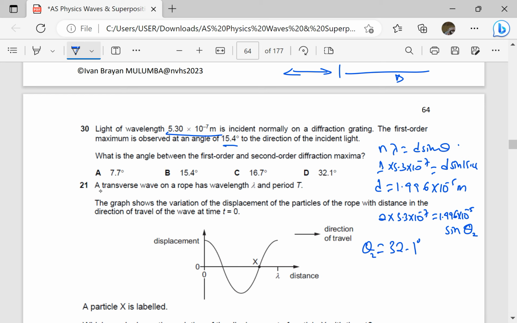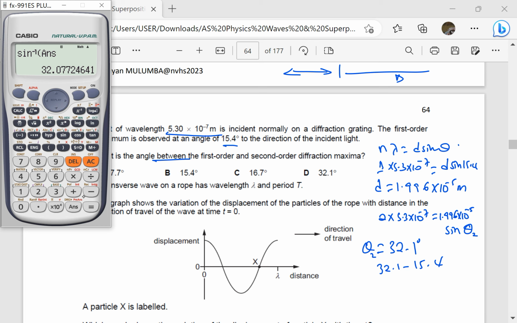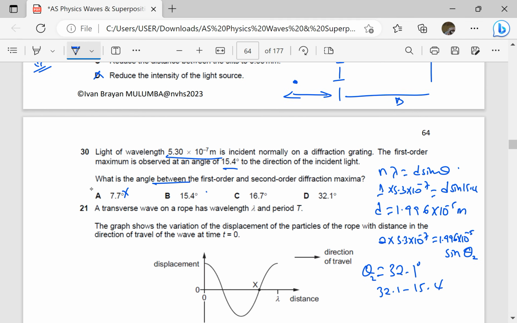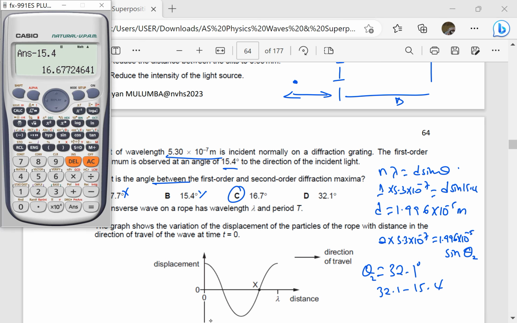Now we want the angle between. So we get 32.1 minus 15.4, which is 16.7, approximately 17. Let's see which answers we have here. We have 7.7, 15 point something, so we have 16.7. So the answer is going to be C.